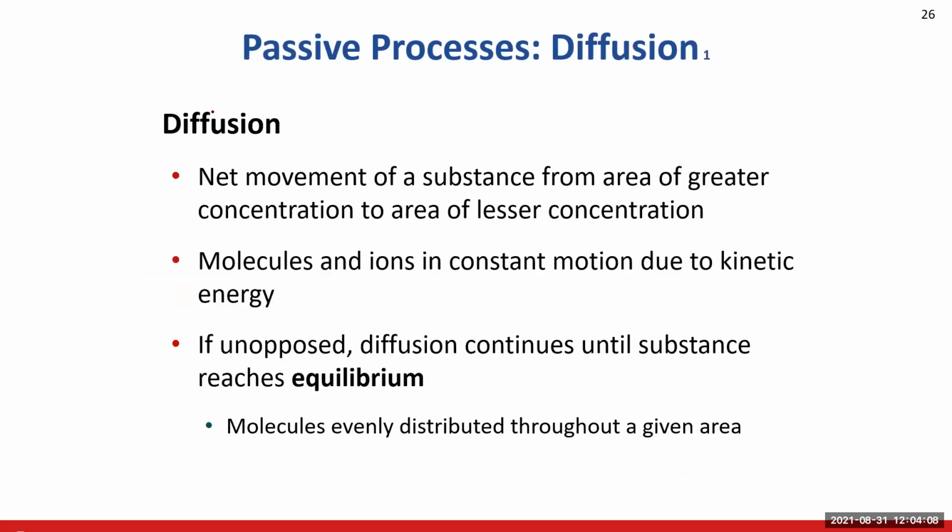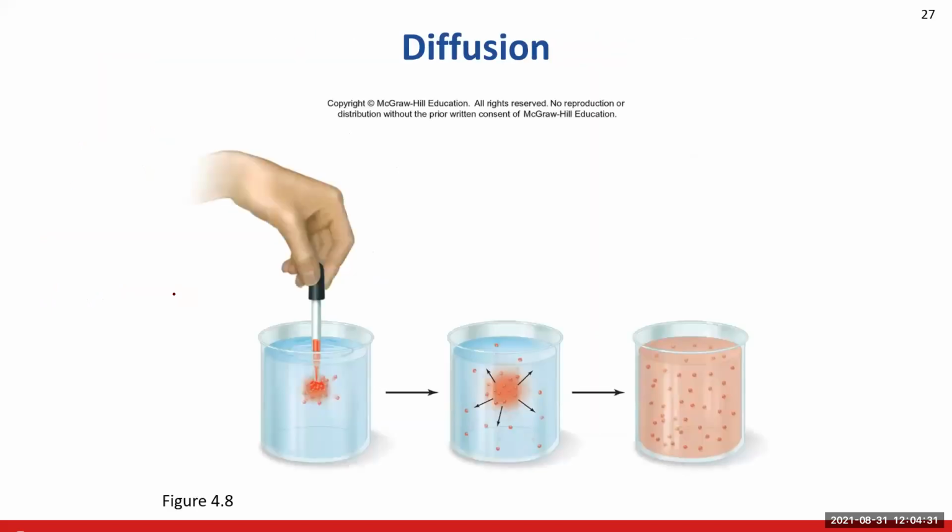So I want to start off by talking about the first type of passive process, and that's called diffusion. All right, so diffusion is the movement of a substance from an area of higher concentration to an area of lesser concentration. I think I have a picture in here. Perfect. Here's a picture. So here you can see we take a medicine dropper that's full of food coloring, and we're going to drop that food coloring into our beaker.